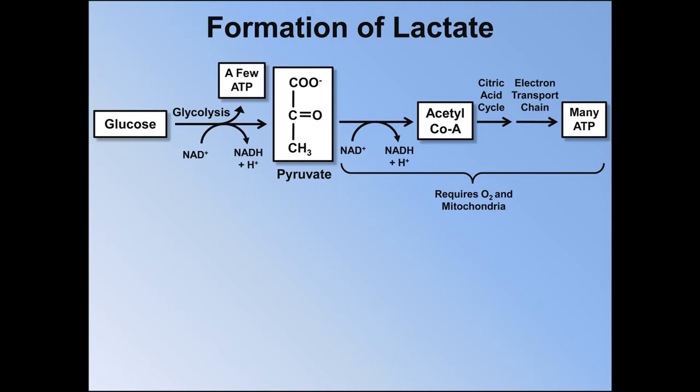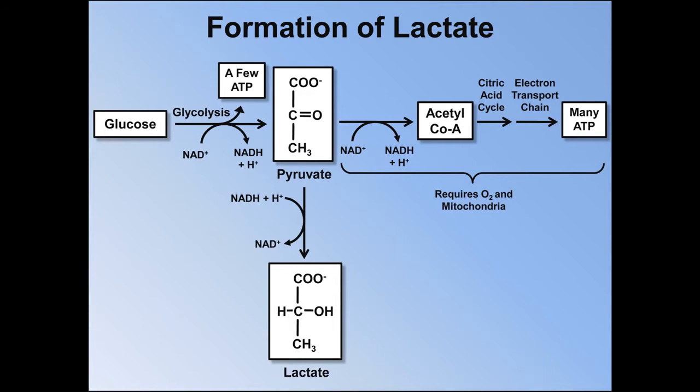In some circumstances, however, pyruvate is redirected elsewhere. For example, in anaerobic conditions, there is inadequate oxygen to allow the citric acid cycle and electron transport chain to function. There are also places where mitochondria aren't found, such as red blood cells, and circumstances where mitochondria are not functional. In these circumstances, pyruvate is reduced into lactate.